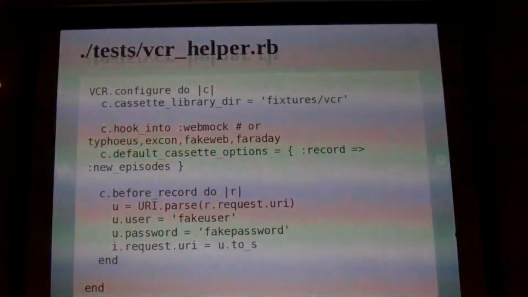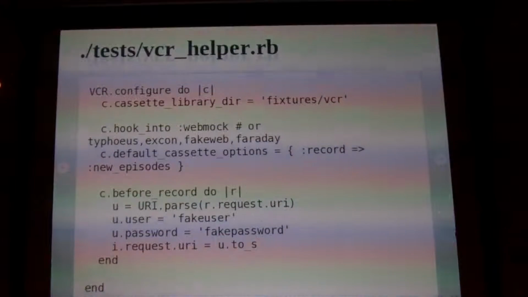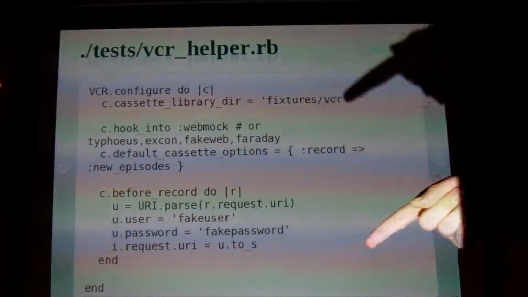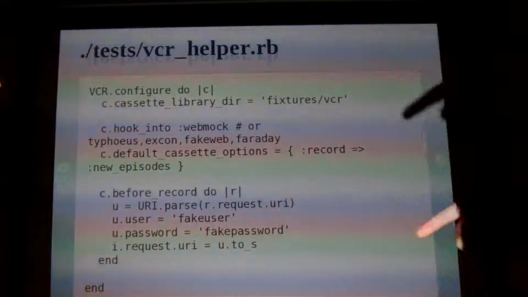So now, how does it look when you want to configure it? First, you just do VCR configure. You set where the fixtures will be stored, where the YAML file will end up.